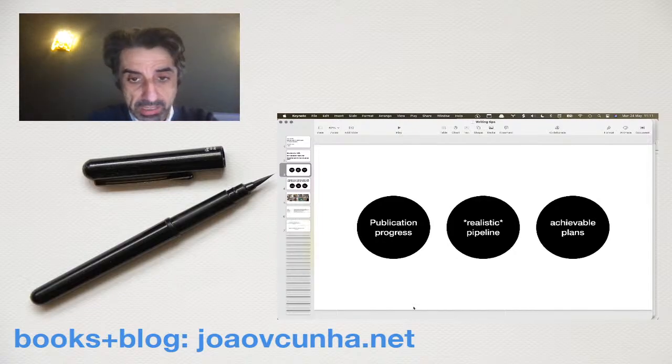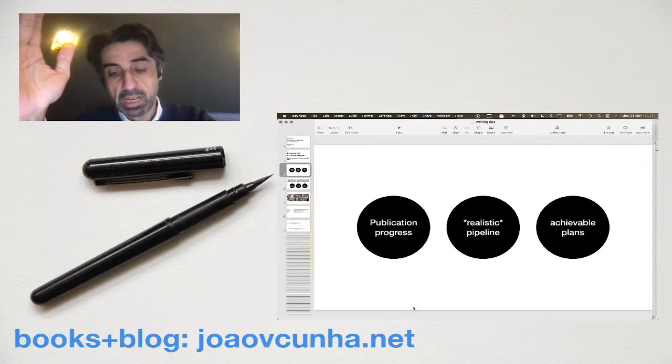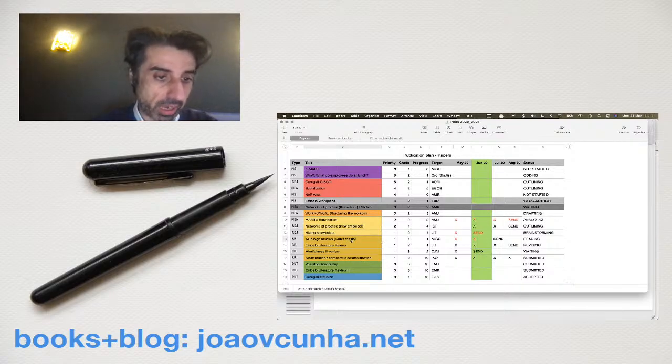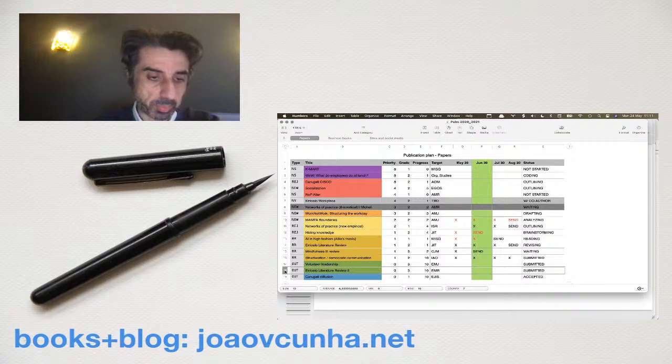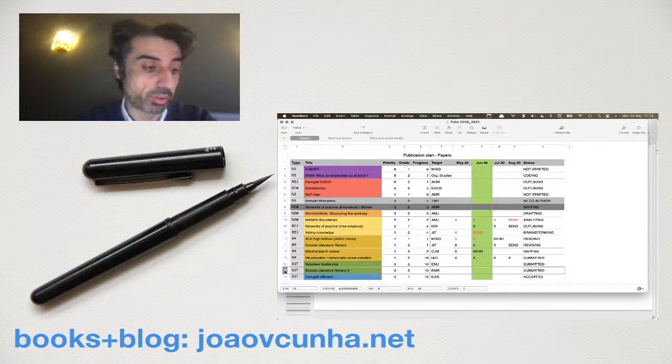Now, the second part of your plans for the future is a realistic pipeline, and I really want to underscore the word realistic, okay? If you look here, this appears to be a crazy pipeline, right? Because if you look at things that are out, 1, 2, 3, 4, 5, 6 papers that are out. That's completely crazy, right? So what I will do in my own analytical report this year is highlight that this paper here and this paper here are papers that I'm co-authoring with other people and where I am not the leading author. That moves my pipeline from 6 papers to 3 papers, which is a little bit more realistic.